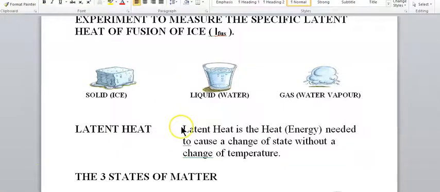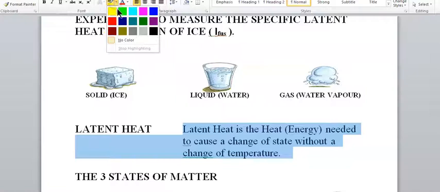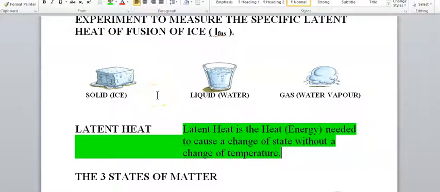This definition needs to be learned, as it is a very, very important definition. And it's very important to note that during a change of state, when latent heat is supplied, there is no change of temperature involved in the substance that is under investigation.